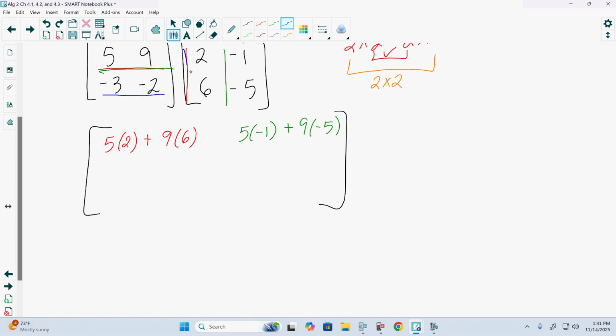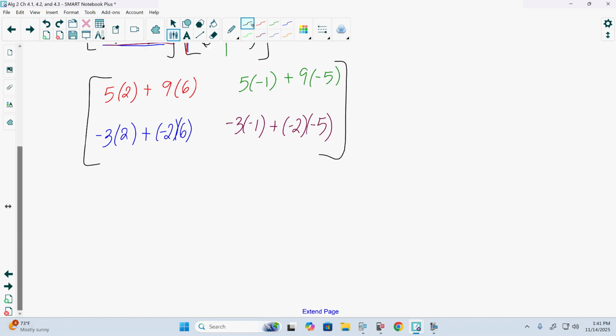Then we're going to do this again, going over and down with our second row. So we say negative 3 times 2 plus negative 2 times 6. And we do it one last time, over and down: negative 3 times negative 1 plus negative 2 times negative 5. And that's the main process with multiplying. The only other thing we have to do is simplify each of those expressions.